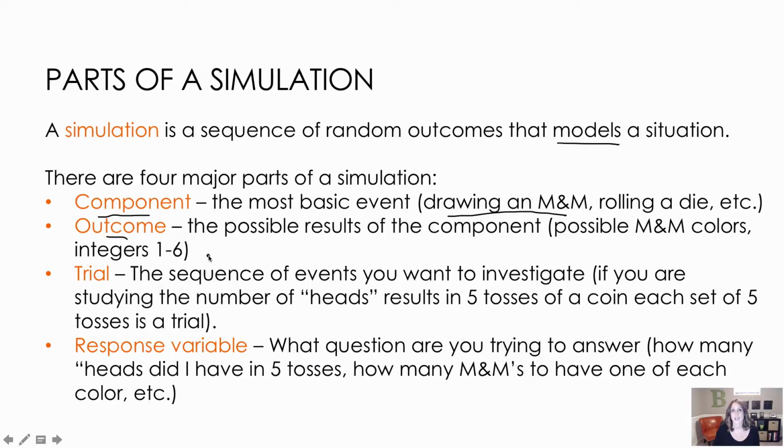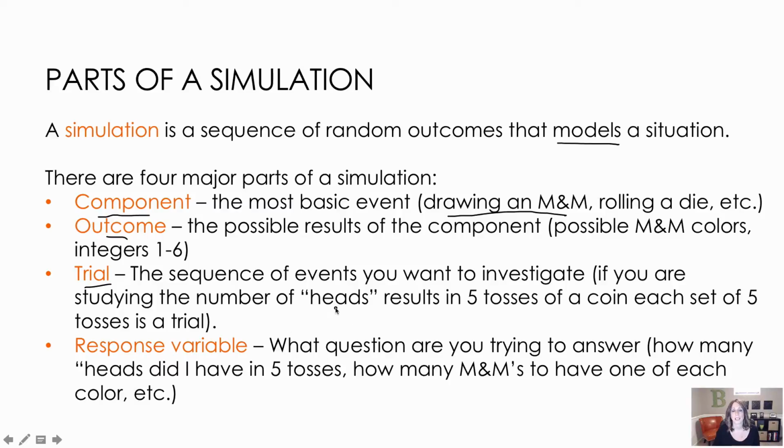integers 1 through 6, etc. if you were simulating rolling a die. The trial is the sequence of events you want to investigate. So if we're studying the number of heads resulting from 5 tosses of a coin, each set of 5 is a trial. So it's not that each flip of a coin is a trial. Each trial is however many that you're going to do.